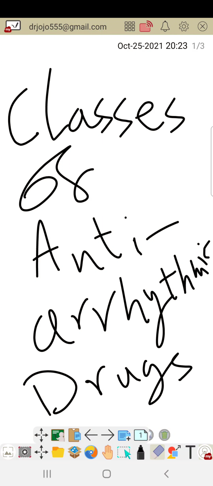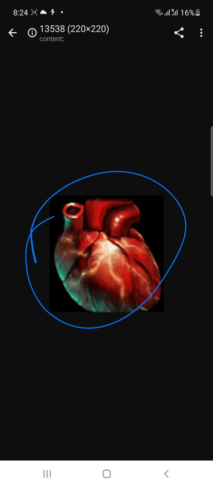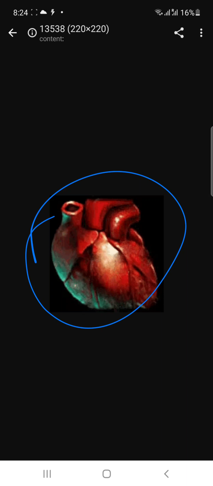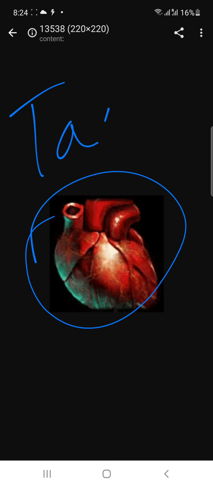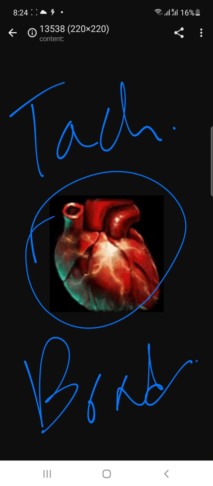Guys, today we'll talk about classes of antiarrhythmic drugs. So first, let's start. What is arrhythmia? Arrhythmia is a problem with the rate or rhythm of the heartbeat. It means that the heartbeat is too quick or too slow, or has an irregular pattern. If it's too quick, it's called tachycardia. If it's too slow, it's called bradycardia, or irregular.